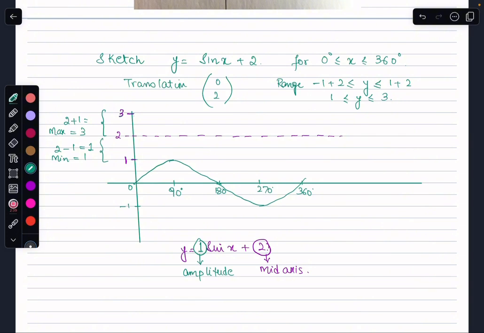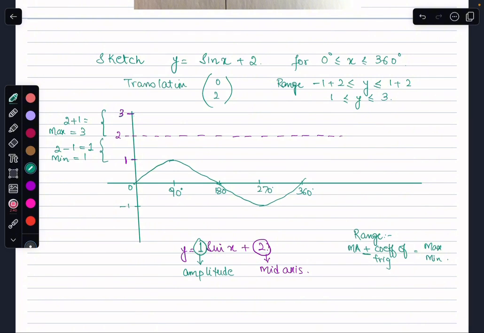So another way of finding the range of this equation is to add the mid-axis value, the constant, plus the coefficient of the trigonometric function, and subtract to get the maximum or the minimum value. So this will give us the maximum or the minimum value on the graph here. This is another way of solving this question.